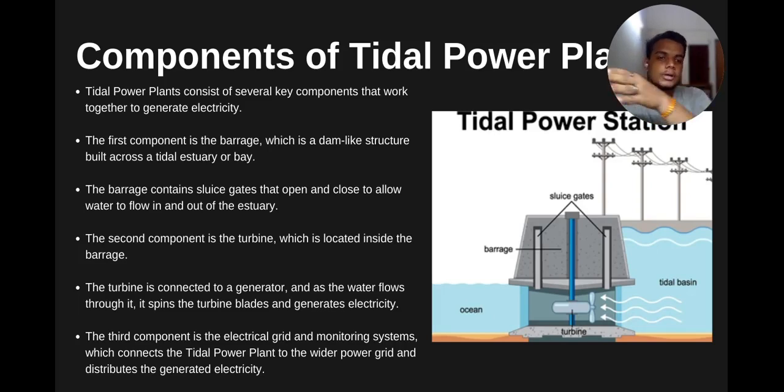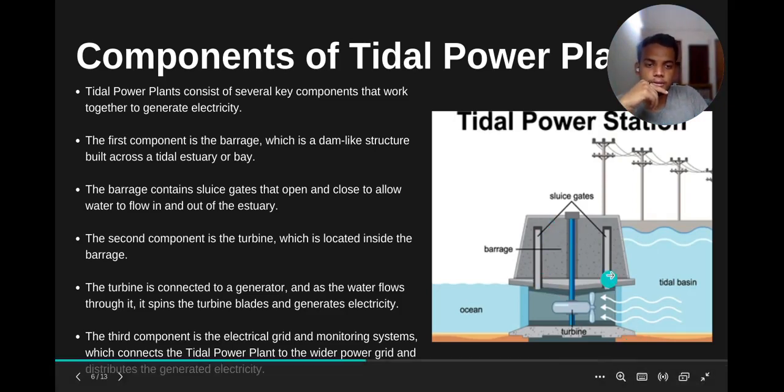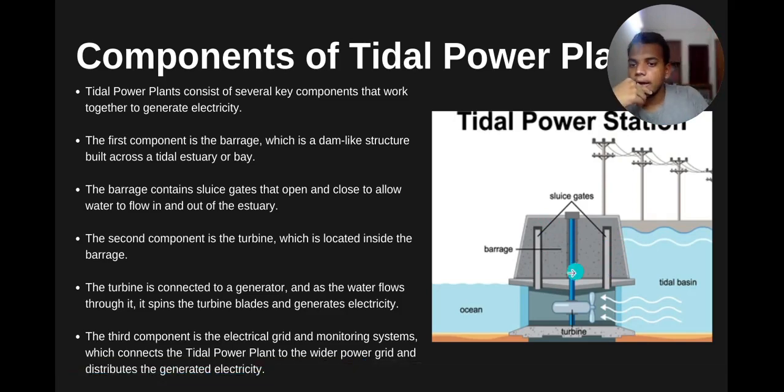minor body where the water flows in or drains out during high tides and low tides, respectively. So these are the barrages that are made. I hope you can see the pointer. And then they also contain the sluice gates, which open and close to allow the flow of water from the estuary to the ocean or the ocean to the estuary, that is, vice versa. So these are the sluice gates, these two columns, in the side cross-sectional view.